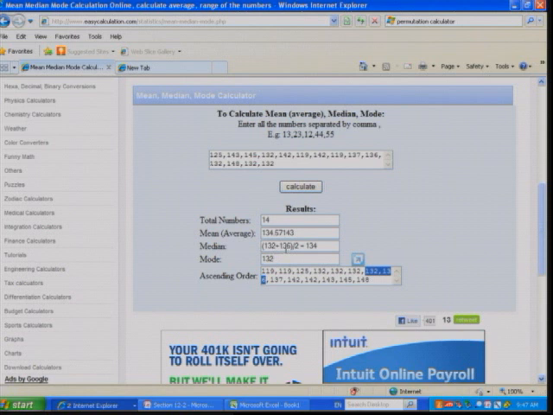And then the mode is the number that appears most often. And it's easy to see that 132 occurs, looks like 4 times, and that's more than any of the others. Does that make sense? Okay, so that is a fun website as a tool for you guys.